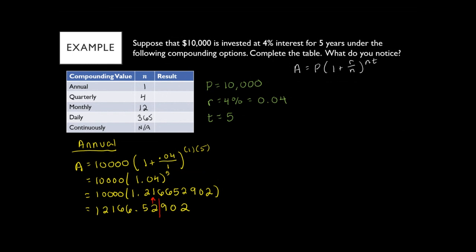So when we write our final answer, we're going to get $12,166.53. And that's for if you get interest annually, once a year. Are there any questions so far?